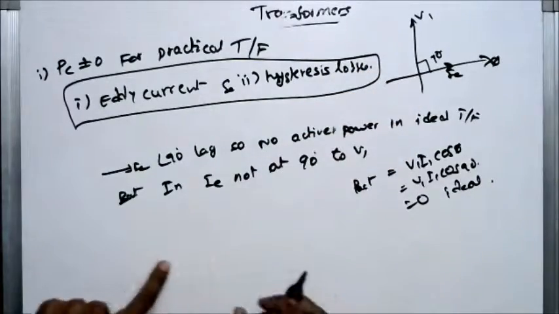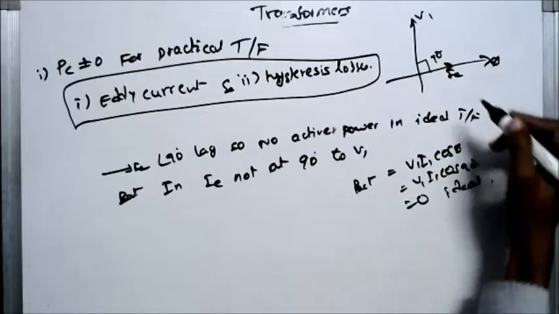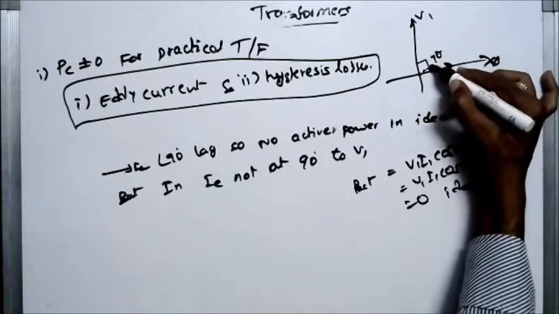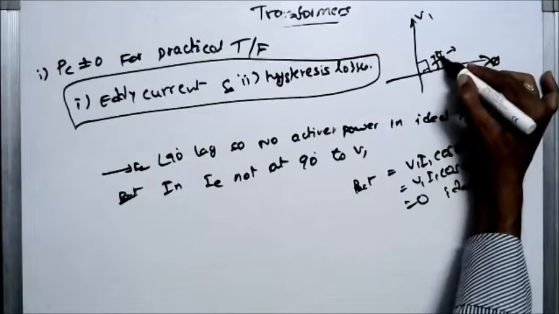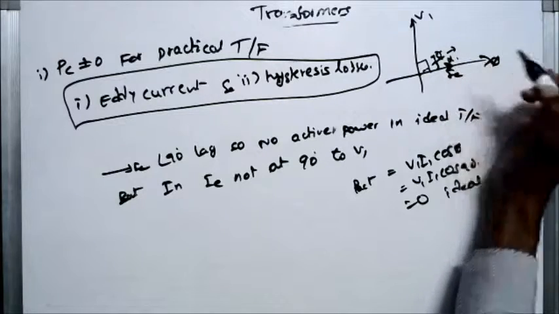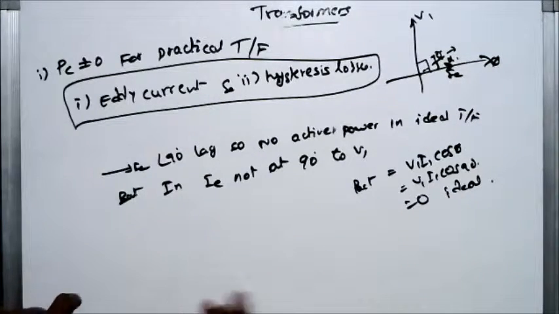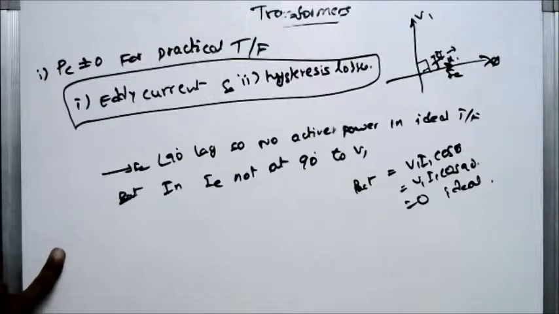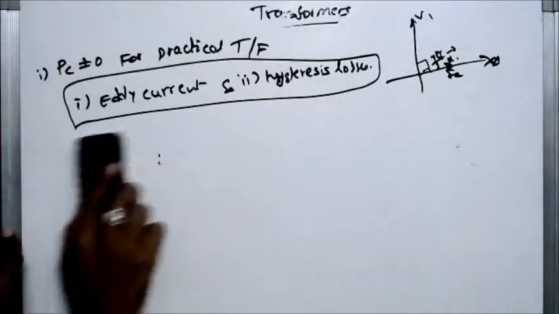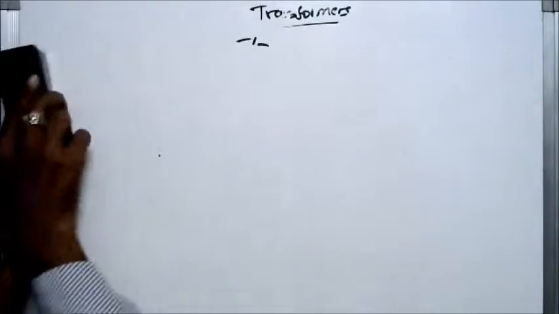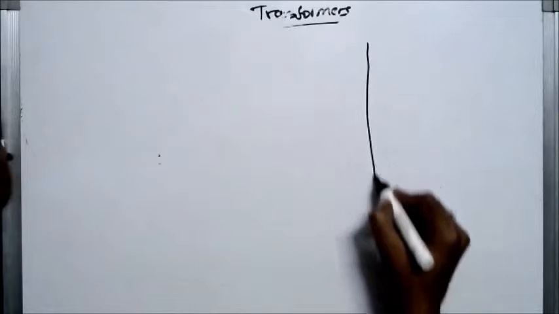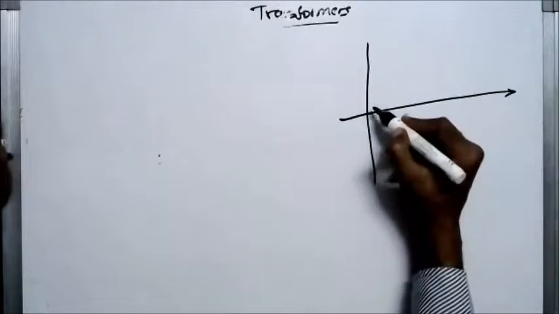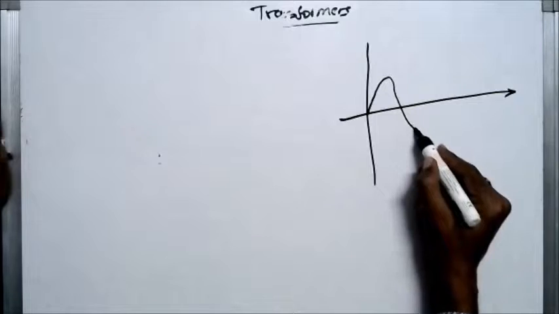But in practical conditions, this IE is not in phase quadrature with phi. Some angle deviation will be there. This angle is called the hysteresis angle. How does it come? It can be justified by using the BH curve or hysteresis loop. See how it is. So I am drawing a time phasor diagram here. This is I.